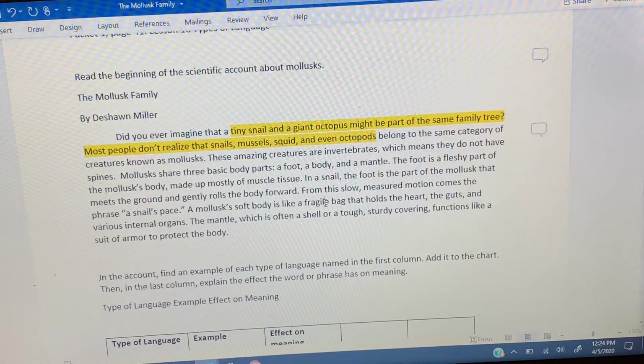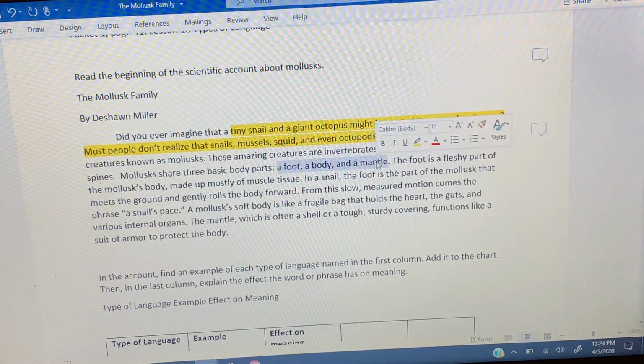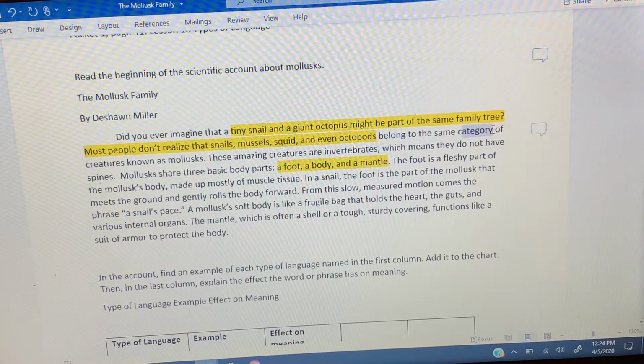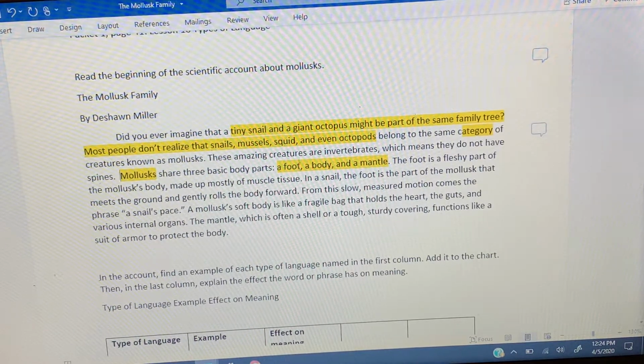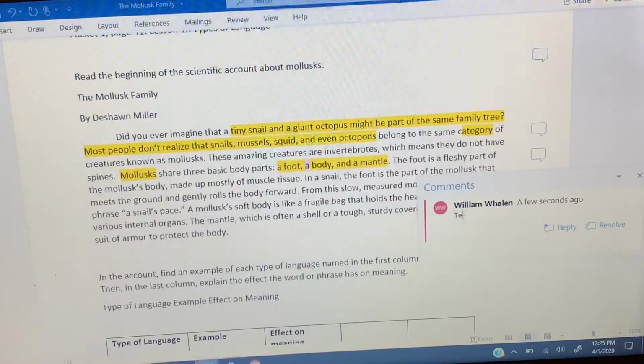Great. These amazing creatures are invertebrates, which means they do not have spines. Mollusks share three basic body parts: a foot, a body, and a mantle. So these are definitely technical terms. And we might also add to our group that a technical term would be something like a category. That's a scientific word. But these are words that are used specifically by biologists in order to make sense of mollusks: a foot, a body, and a mantle. So we have right here a real clear and obvious example of technical terms.